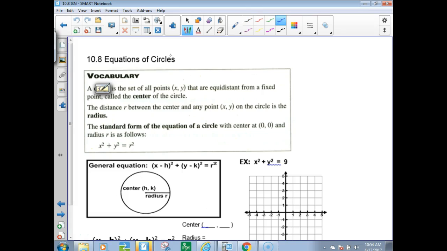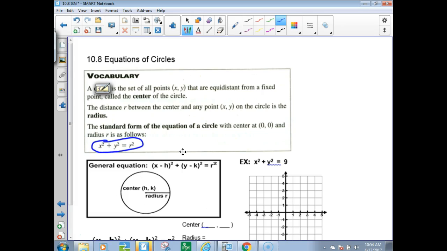The definition of a circle is the set of all points x, y that are equidistant from a fixed point called the center of the circle. The distance r between the center and any point x, y on the circle is called the radius. The standard form of the equation of a circle with the center at 0, 0 and radius of r is x squared plus y squared equals r squared.